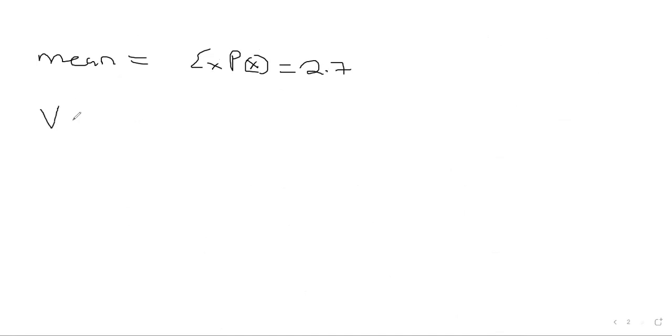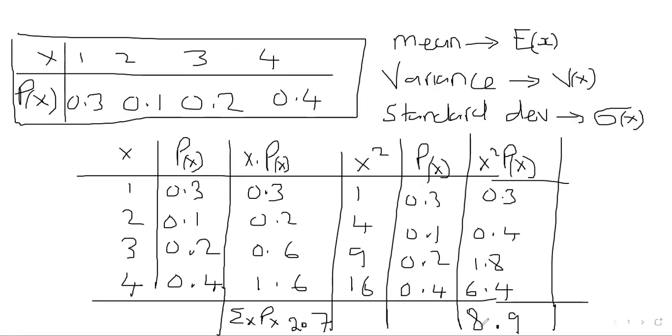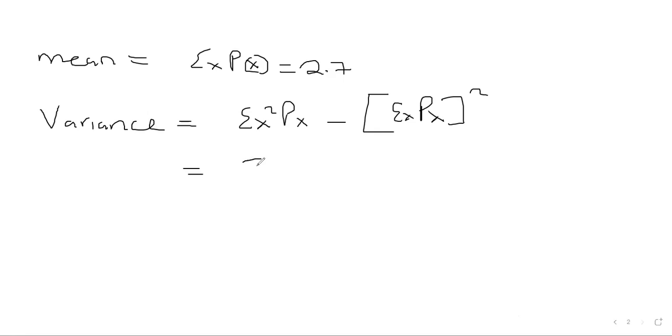Our variance, therefore, is summation of what? X squared px minus the mean to the power 2, which is summation of x px. So in short, it is this column that we've just found here, 8.9 minus 1 squared 2.7. Kindly assist me. 8.9 minus 2.7, what do we get?